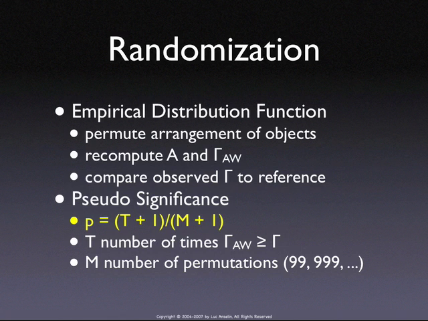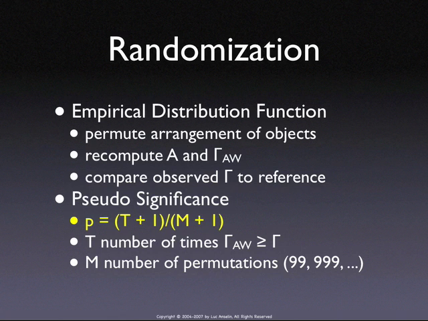So be very careful before you start drawing very strong conclusions from these pseudo-significance levels. At the very least, you should have some sense, and I want you to do this in your assignment as well, of the sensitivity of the result. So if you bump it up to 999, how much does it change?